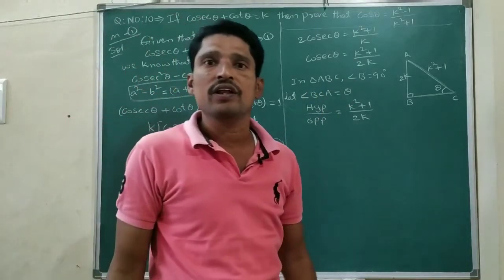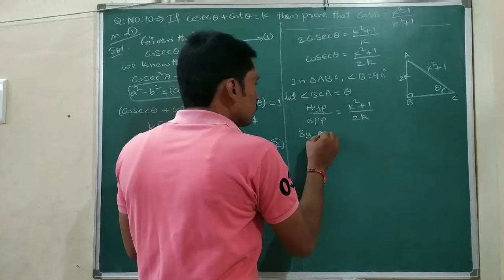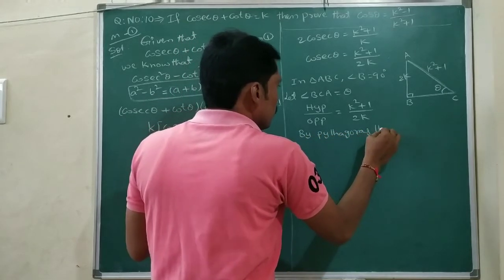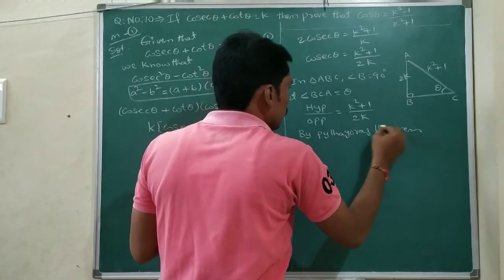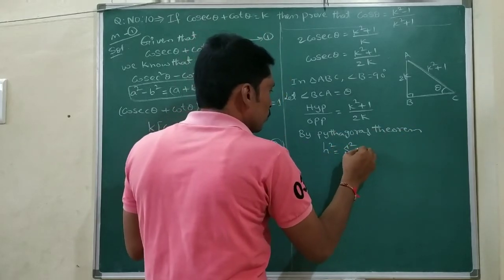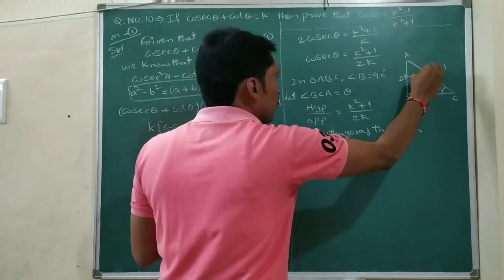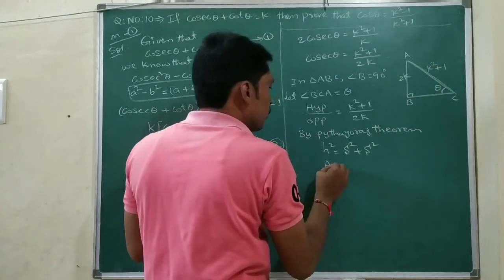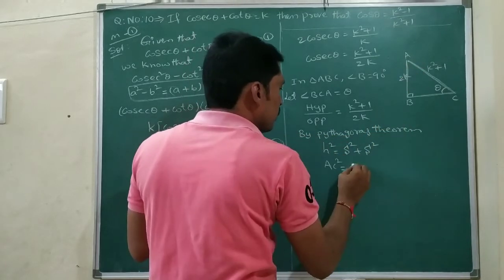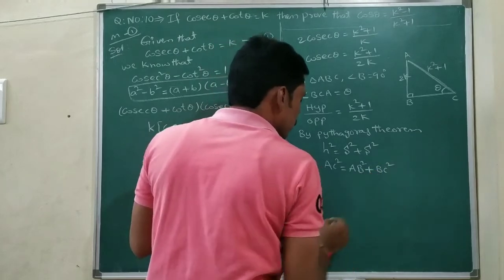So right angle triangle means we need to use the Pythagoras theorem. So by Pythagoras theorem, hypotenuse square equal side square plus side square. So what is hypotenuse? This is hypotenuse, means AC is hypotenuse. AC square equal, one side is AB square plus one more side is BC square.